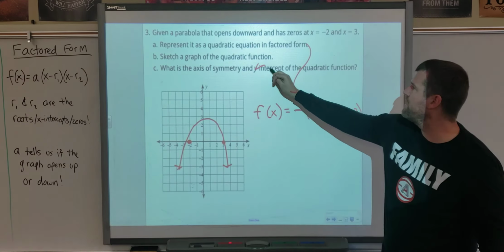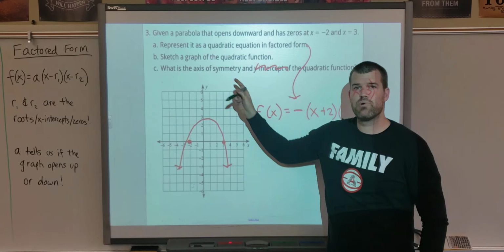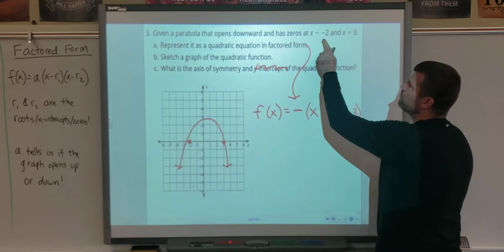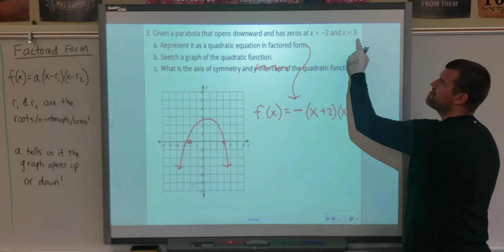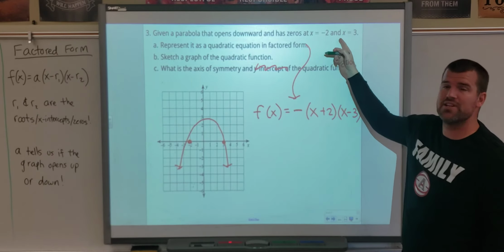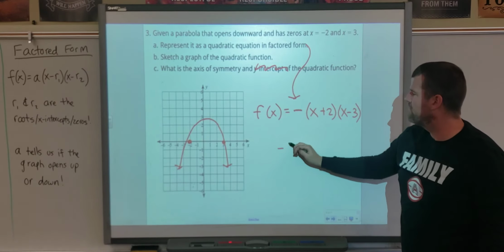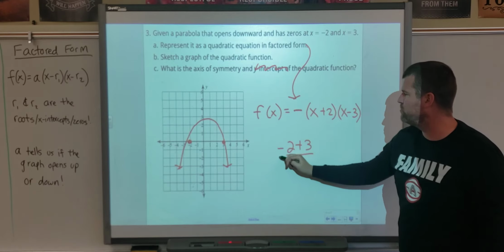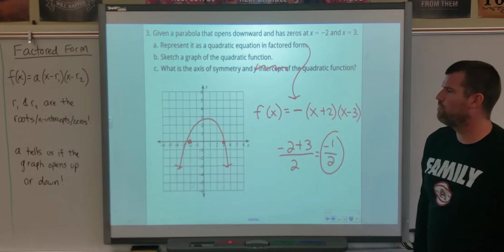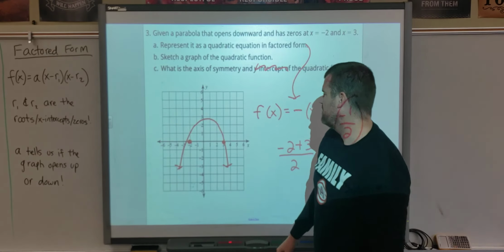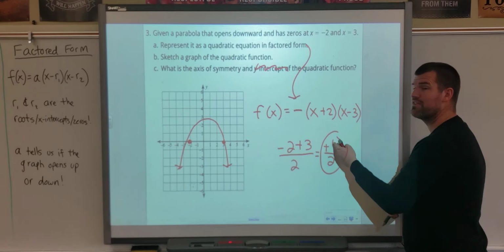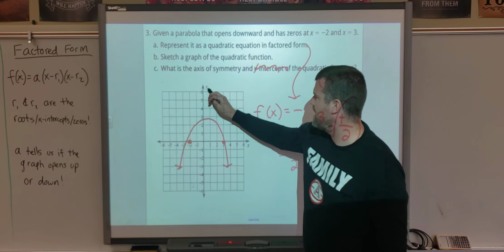I'm not going to worry about the y-intercept today, but I would expect us at this point to be able to find the axis of symmetry. If we know that the roots, or zeros, or intercepts are at negative 2 and 3, I know that the axis of symmetry has to be halfway in between. So halfway in between negative 2 and 3 is going to be, excuse me, negative 2 plus 3 is positive 1, so positive 1/2.